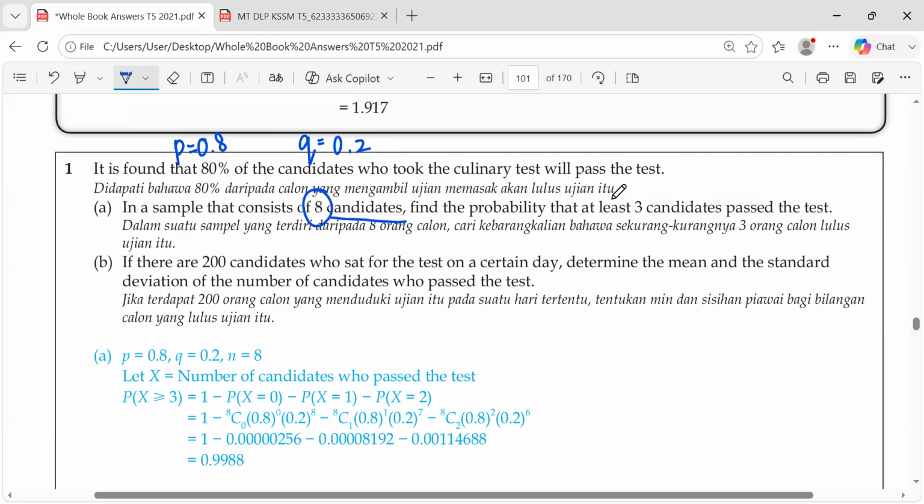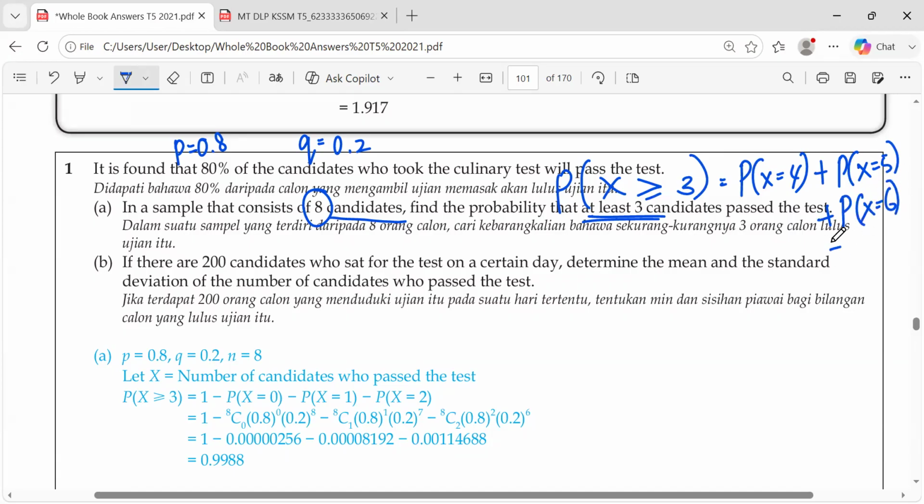Find the probability that at least 3 candidates pass the test. At least, so more than or equal to 3. So he wants the probability for x greater than or equal to 3. Total is 8, so the answer will be probability for 3, probability for 4, probability for 5, 6, 7, and 8. Okay, you can solve like that, or you can use 1 minus probability of 0, minus probability of 1, minus probability of 2.